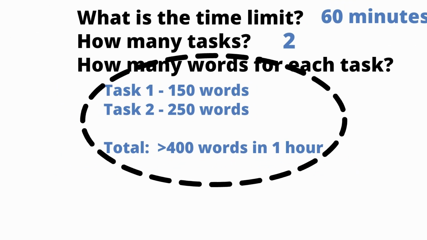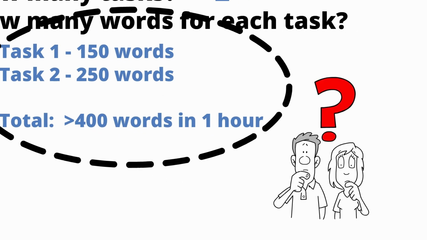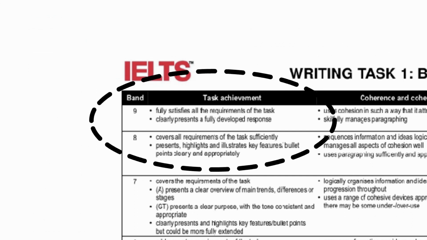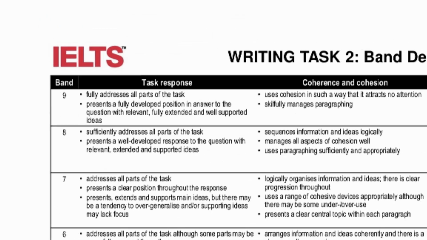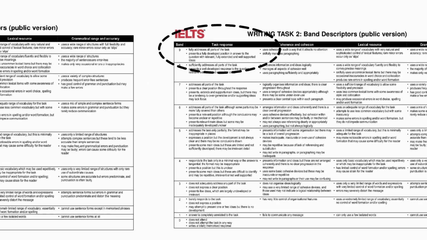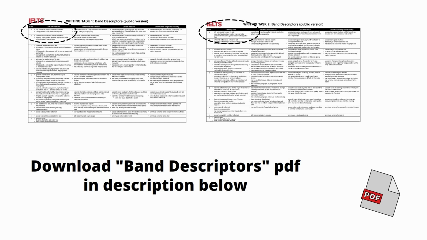Well, I write slow. What happens if I don't write the full amount? In that case, the examiner will be forced to take away marks for task achievement for writing task 1, or for task response for writing task 2. These are the band descriptors that the examiner will use to give us our score. You can find a PDF file in the description below.